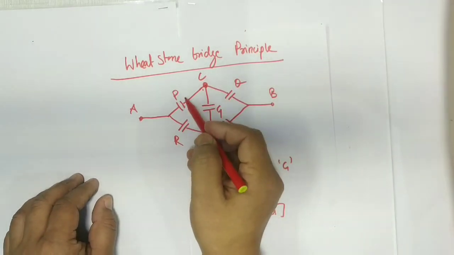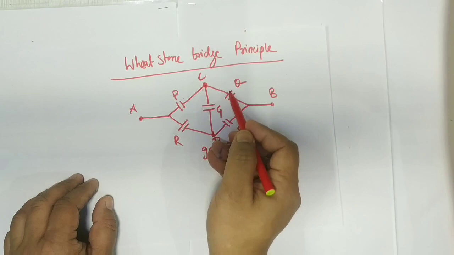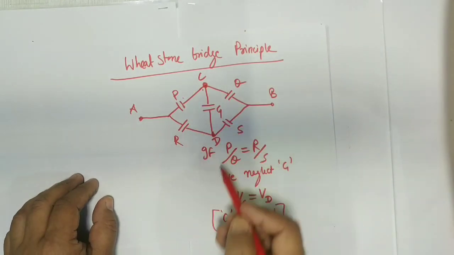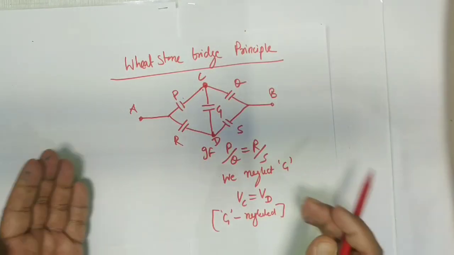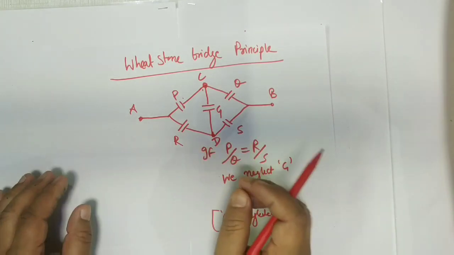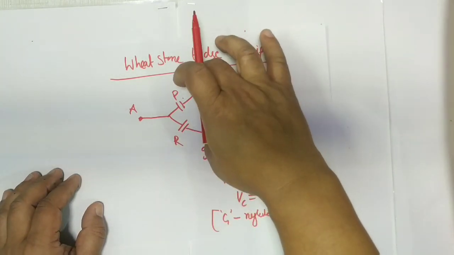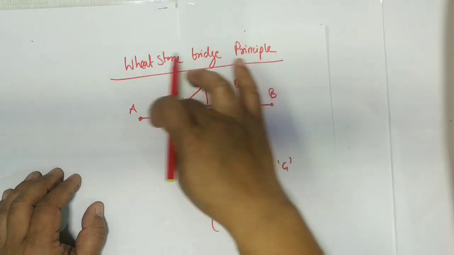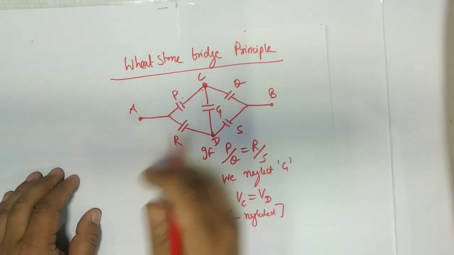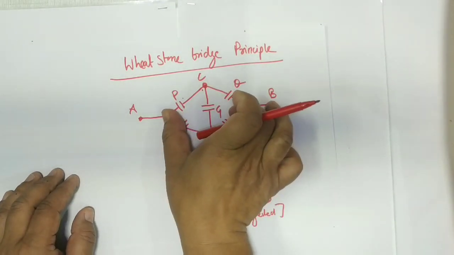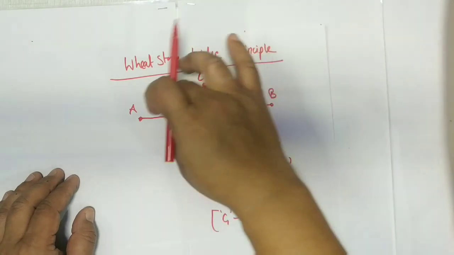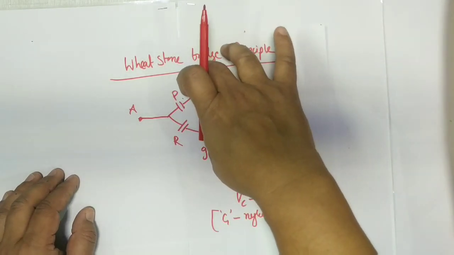So simply then we are going to calculate P and Q will be in series, and then R and S will be in series, and then we will solve it out. This is Wheatstone Bridge principle. Remember, this G should be vertically crossing these two junctions. Remember, if it is horizontal, then it will not be applicable. It has to cross these two junctions vertically.